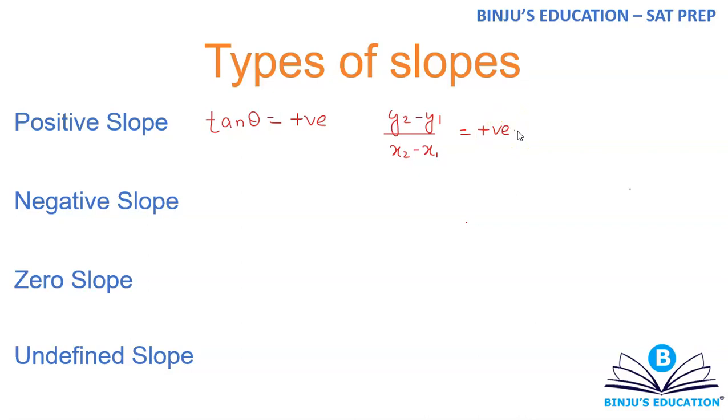Now, let me tell you something regarding tan of theta. If you know this, then it's good. If you do not know this, let me help you out with that. If the value of theta is between 0 and 90, then tan of theta is positive. Let me explain this.